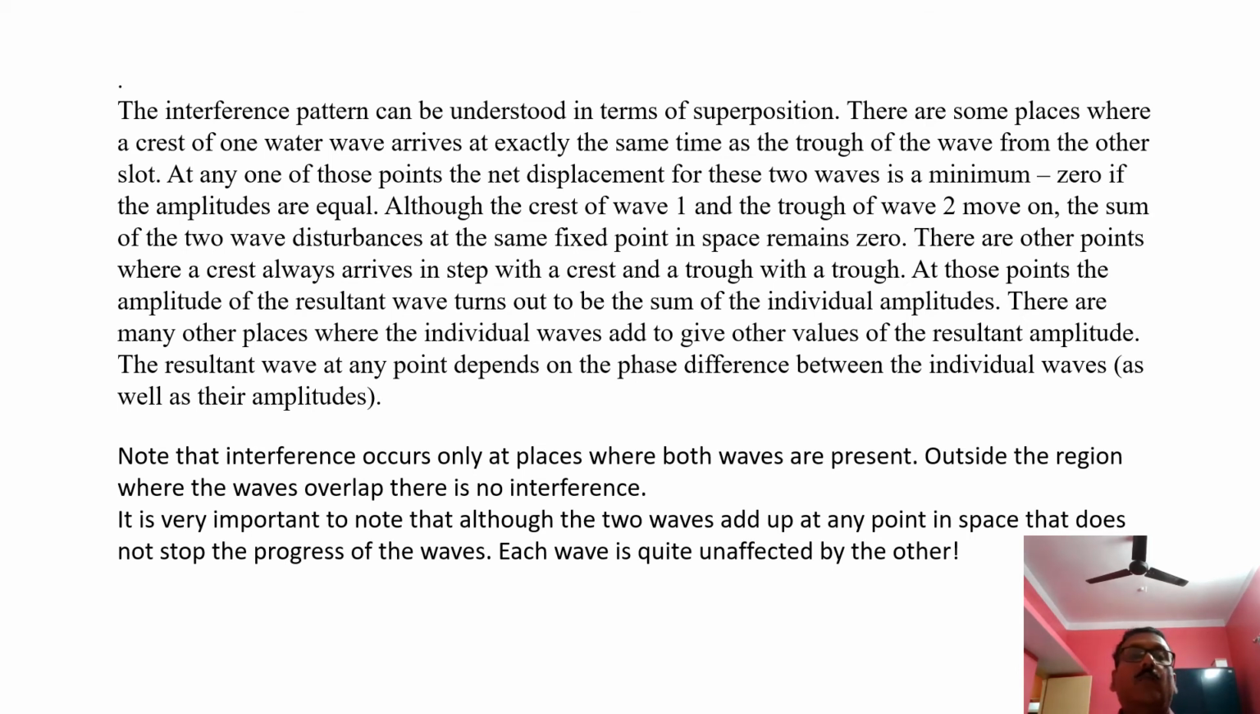There are other points where a crest always arrives in step with a crest and a trough with a trough. At those points where crest and crest, or trough and trough meet, the amplitude of the resultant wave turns out to be the sum of the individual amplitudes. There are many places where the individual waves add to give other values of the resultant amplitude.